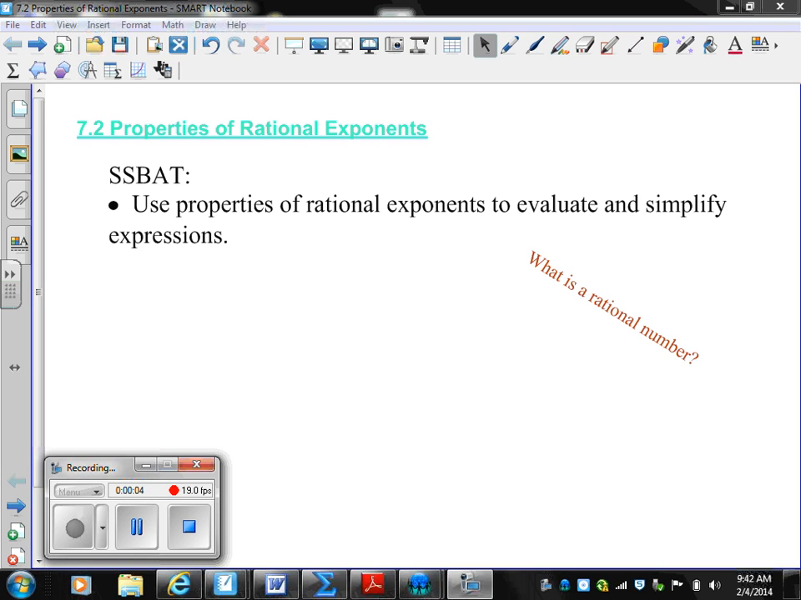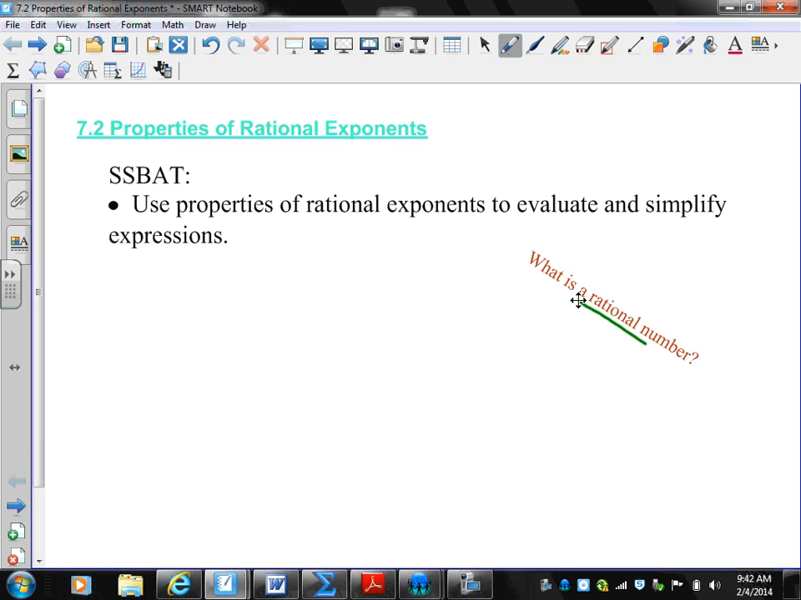This one is going to continue our discussion with powers, roots, and radicals. And specifically here, I'm going to talk about the properties of rational exponents. And when you're done with this, you should be able to use the properties of rational exponents to evaluate and simplify expressions.